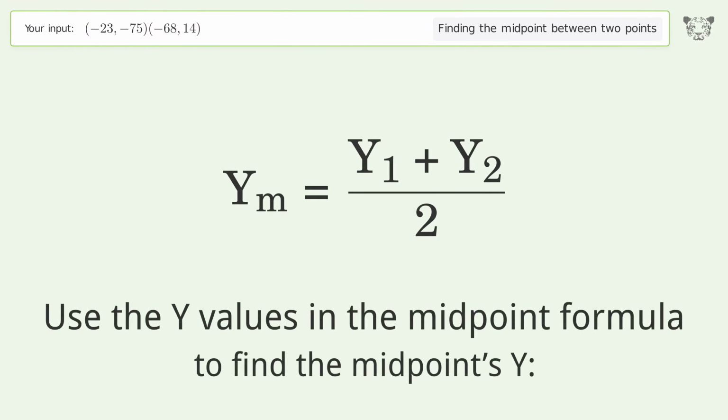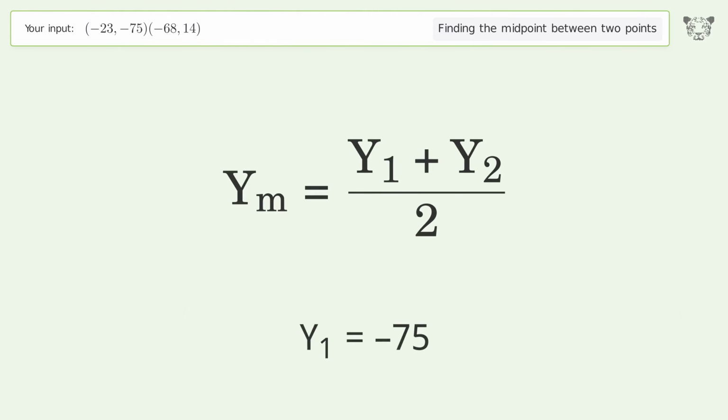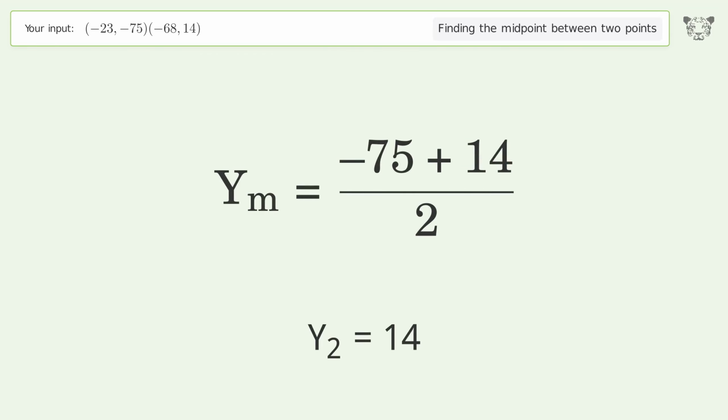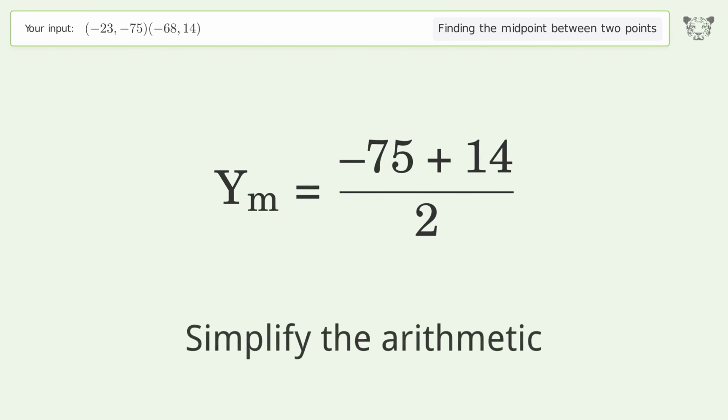Use the y values in the midpoint formula to find the midpoint's y. y1 equals -75. y2 equals 14. Simplify the arithmetic.